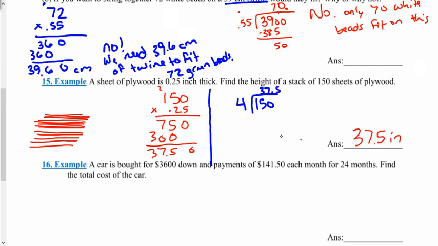So if I take 150 sheets, and I make groupings of 4, this is going to be 37.5 groups. That's how many groups of 4. Remember, each group of 4 sheets of plywood would be 1 inch. So it's just another way of doing this. That's all, right?